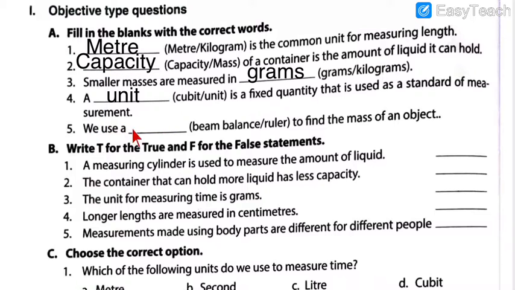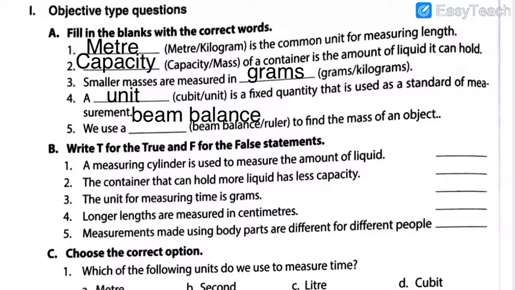And the last one, we use a dash to find out the mass of an object. We use a beam balance, right? So beam balance is the answer. I'll write it a bit upside because there is no space here. So we use a beam balance to find out the mass of an object, and I even showed you the picture of an electrical, that means updated weight machine, and the beam balance, which was used typically in the ancient times, or I should say since ancient times. I hope that you have written the same answer for all the questions and you have checked your answer.